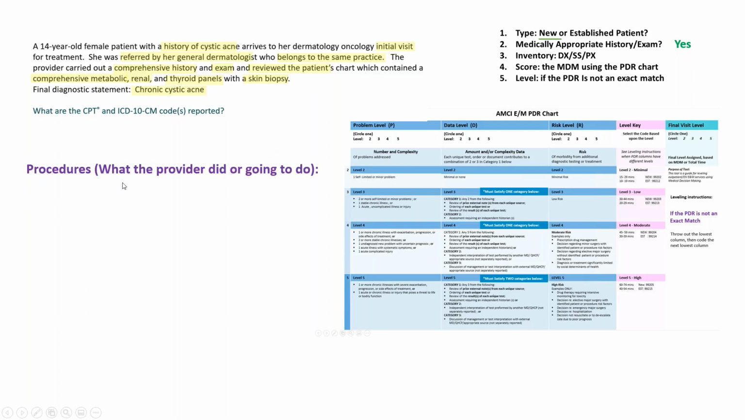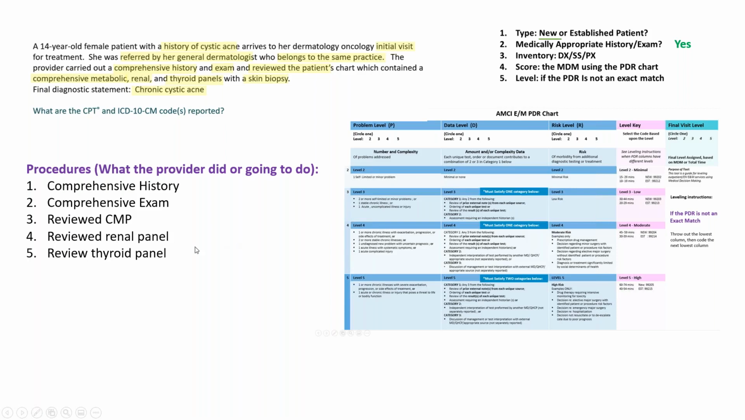We'll begin with the procedures. This is what the provider did or is going to do. He did a comprehensive history, comprehensive exam, reviewed the comprehensive metabolic panel, and if you look at your handout, panels are all considered one test. So the comprehensive metabolic panel, the renal panel, the thyroid panel, and reviewed the skin biopsy results. That's four things that took place, right? The diagnoses, only one, chronic cystic acne.